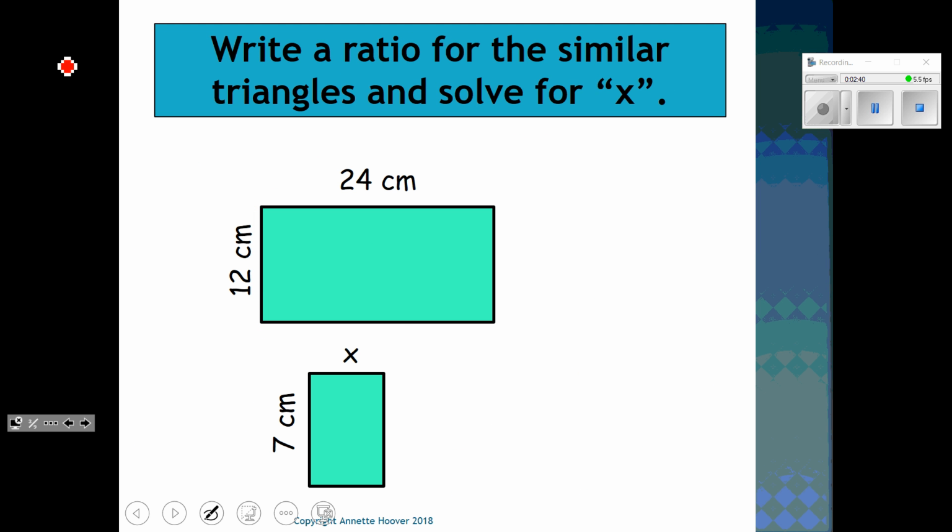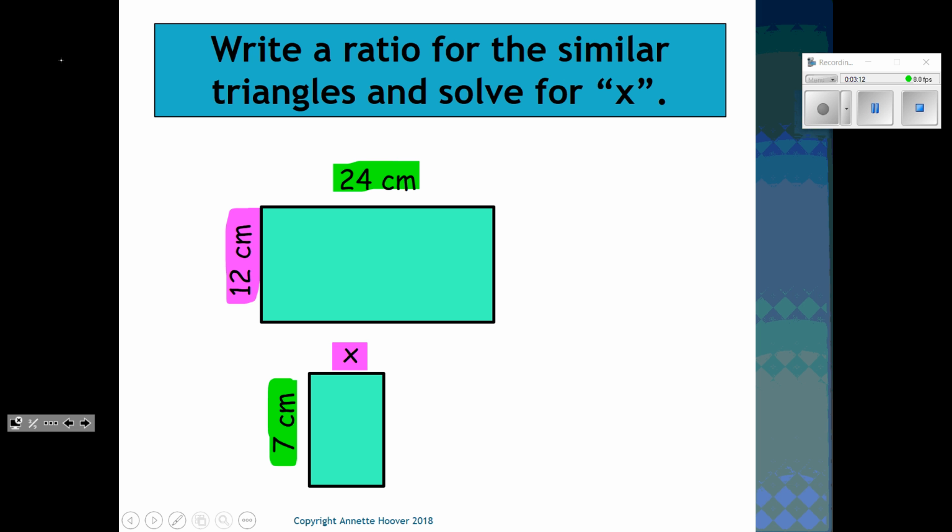This one was not on your notes, but I want you to see that not always will the shapes be positioned the same way. The large rectangle on top, if you notice, here is the short side, but on the smaller one, that one has been rotated and the short side is actually on top. So you have to look at the way they're positioned in relation to each other. So the red there are the two short sides, so those are our short sides. And our two long sides are our 24 centimeters and 7 centimeters.